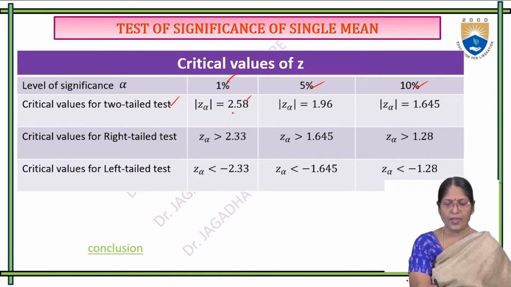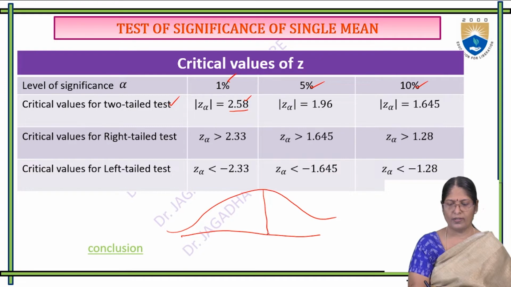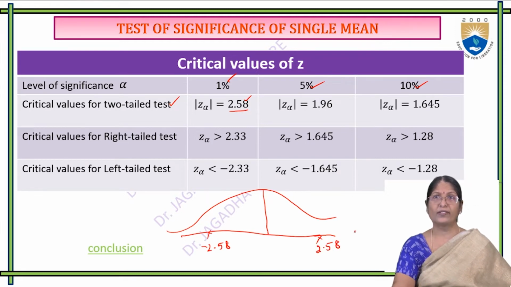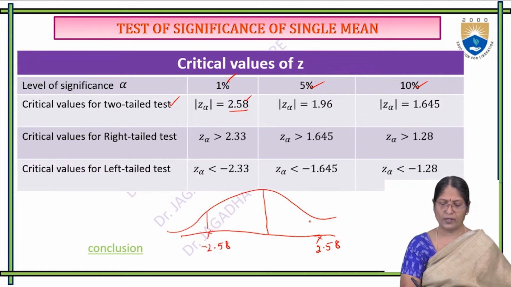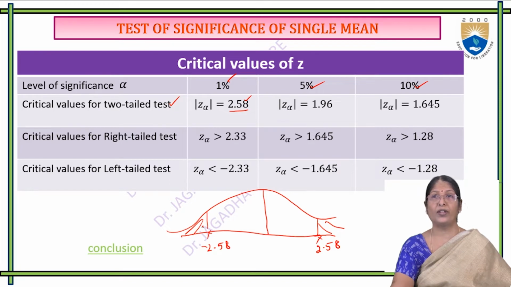It is from minus 2.58, that is, this is actually, we can see it, the normal curve. Here we are taking, this is minus 2.58, here 2.58. So if it is from these two sides, the rejected region will be there for the two tail.